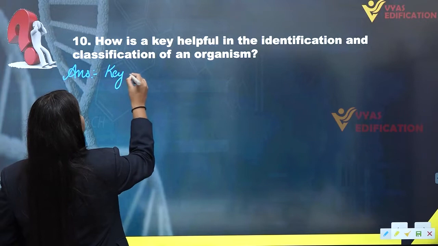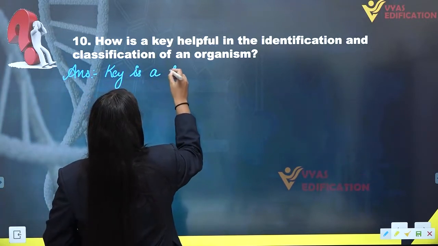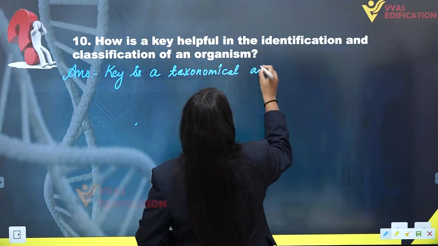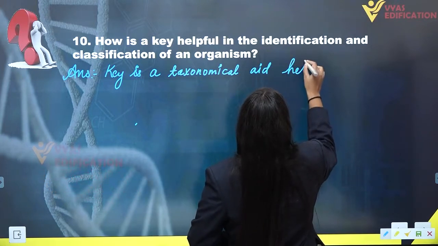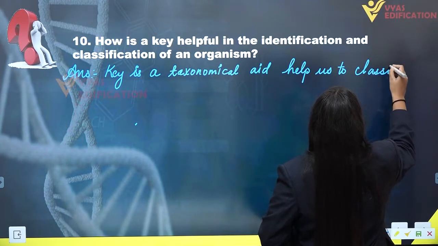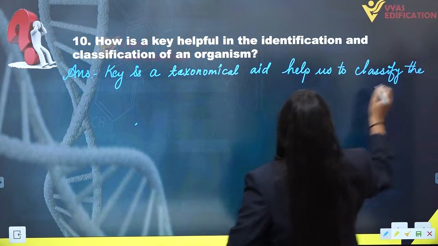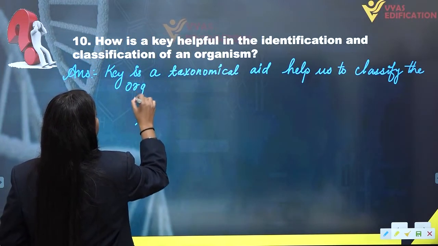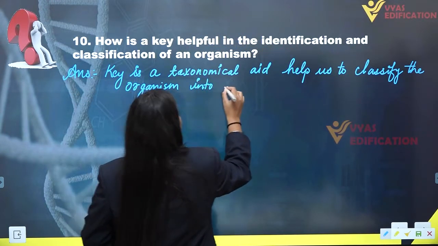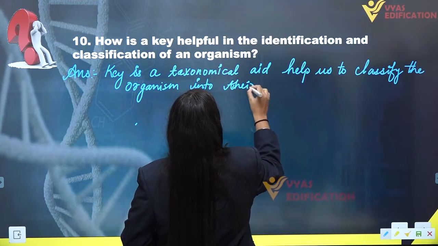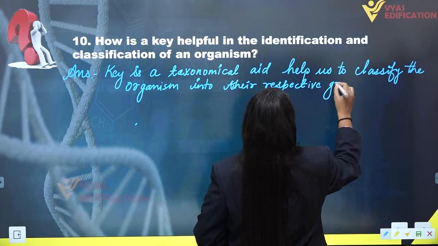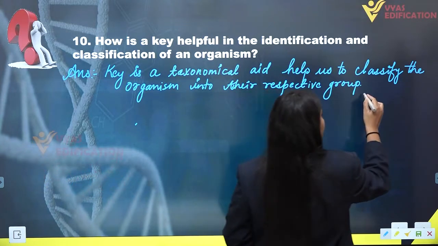So key is a taxonomical aid, helps us to classify the organism into their respective group. Okay, and keys look like this.